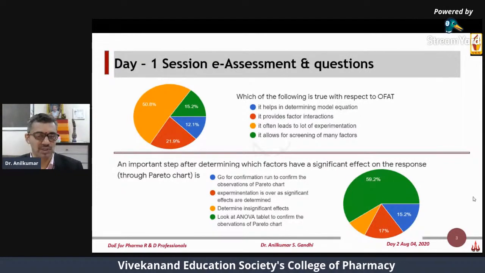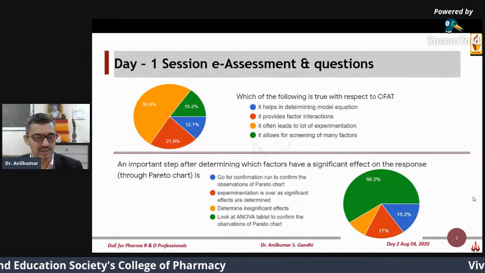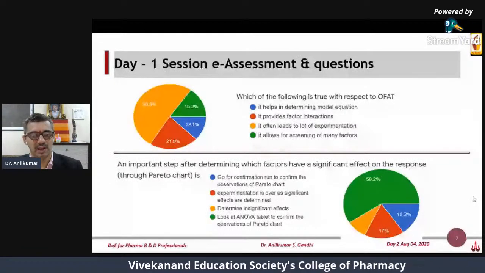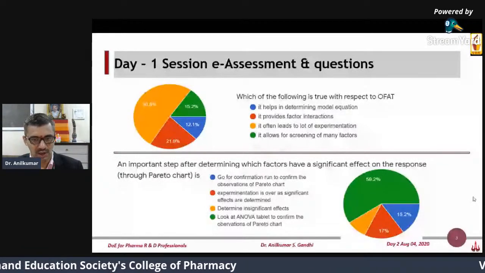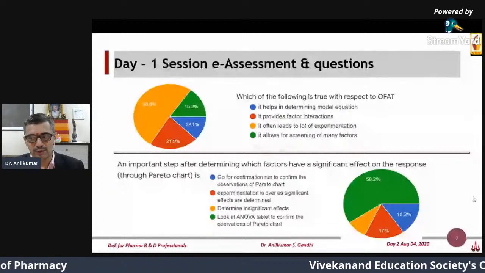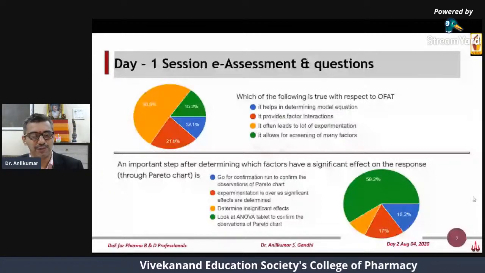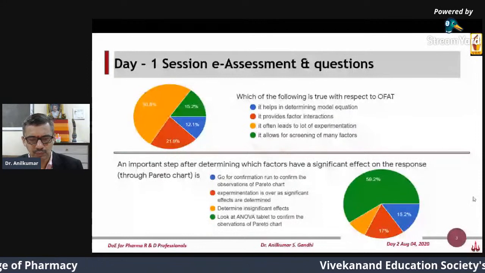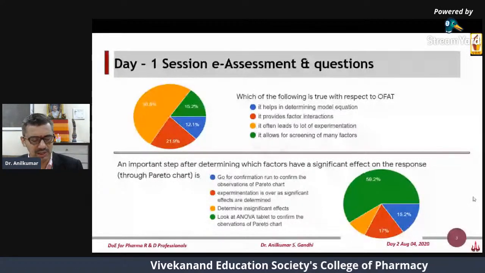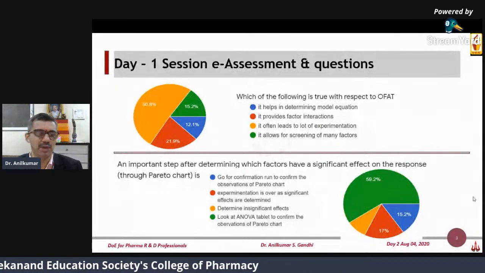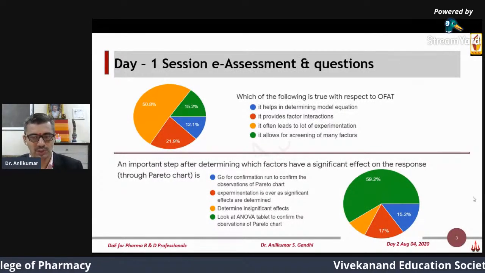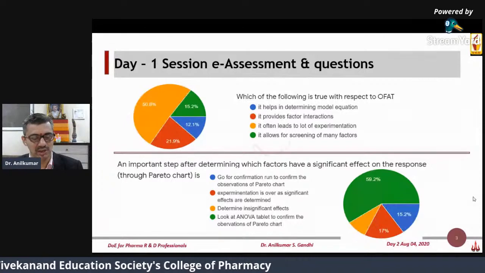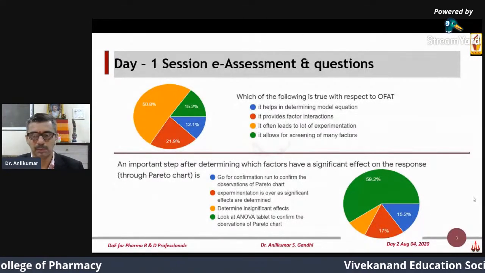There was another option, which is that experimentation is over as significant effects are determined. No, I think experimentation does not get over at the half normal plot or Pareto chart. What happens is that the half normal plot and Pareto charts are visual aids because they show you very clearly what the effects are. Therefore, it is an aid which assumes certain things and we must confirm it through the ANOVA table. So the right answer is that after you have seen the half normal plot or the Pareto chart, you must go for the ANOVA table.